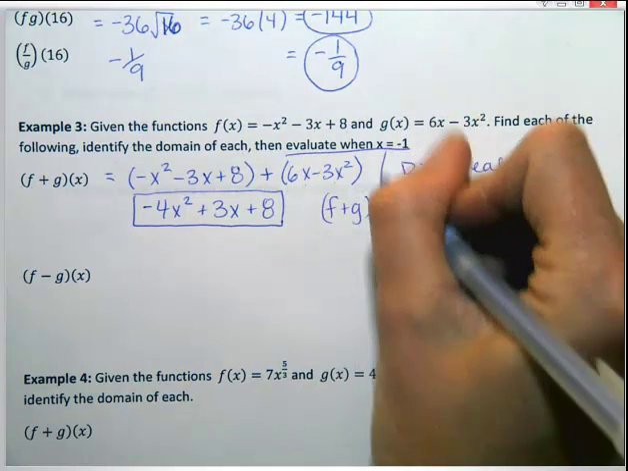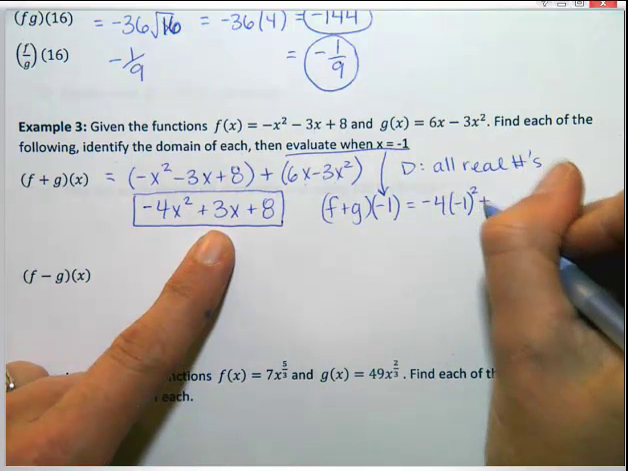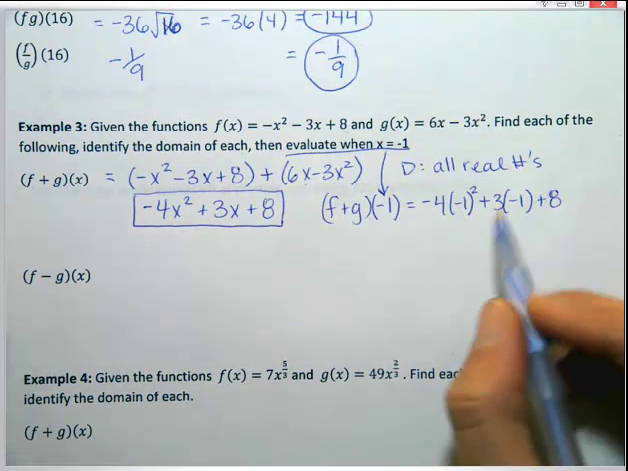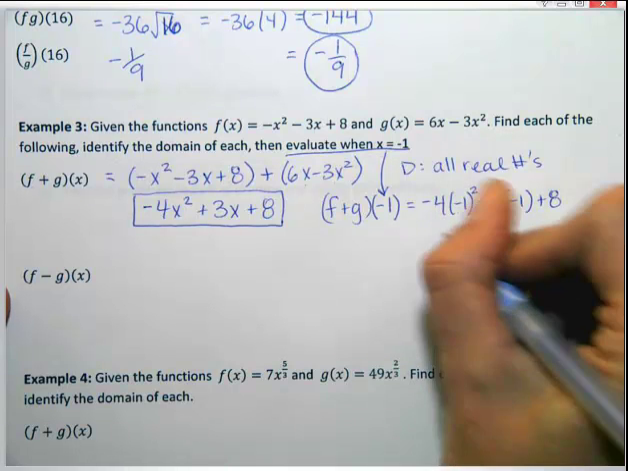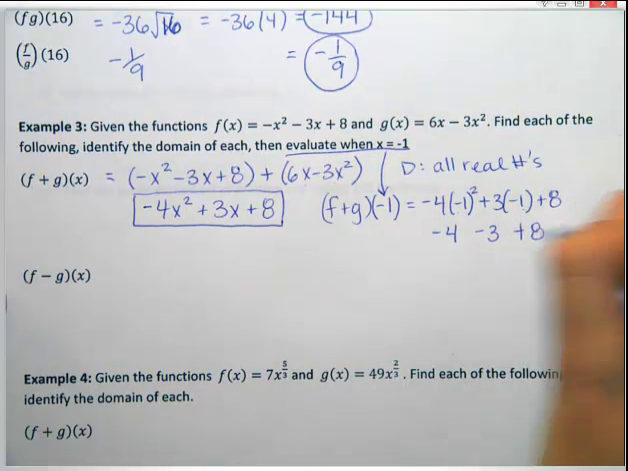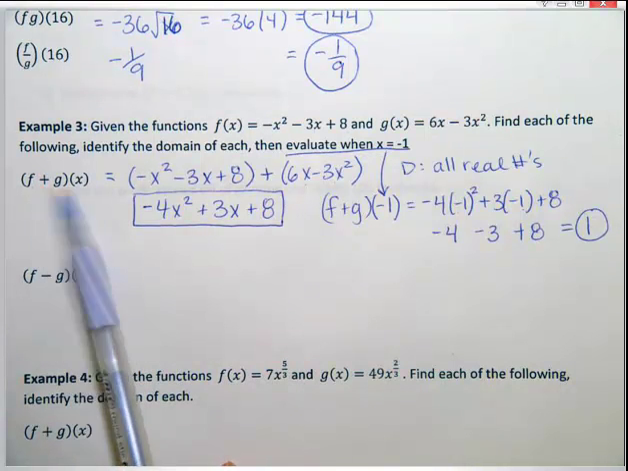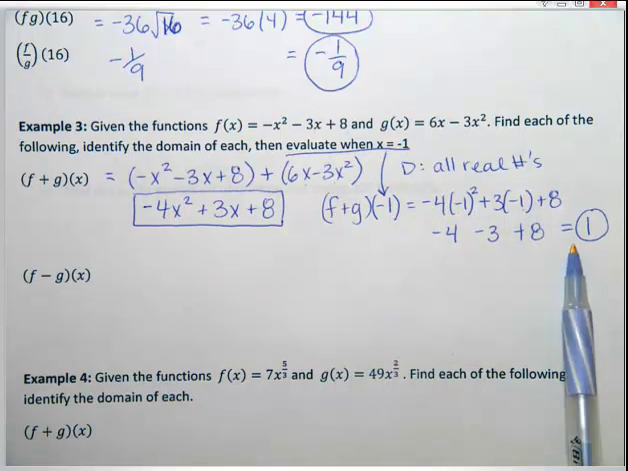This is saying evaluate when x is negative 1. So we're going to take negative 1 and substitute it into our new function everywhere that there's an x, and then do the math from there. Negative 1 squared is positive 1. 1 times negative 4 is negative 4. 3 times negative 1 is negative 3, and then plus the 8. Again, if you want to use a calculator for that, that's fine. Negative 7 plus 8 is 1. So check that we've done all of our parts. We've found the combination or the addition of the two functions. We found the domain, and we've evaluated when x was negative 1.